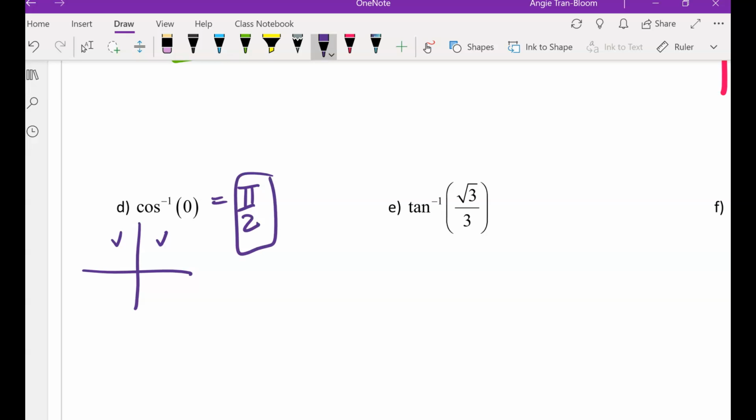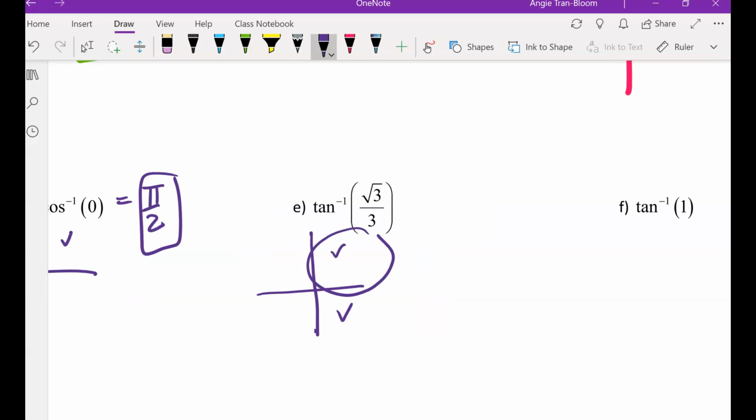Tangent inverse restricted where? What quadrants? 1 and 4. It's a positive root 3 over 3. So what quadrant is the answer going to come from? 1. What radian in quadrant 1 will give me root 3 over 3? Probably pi over 6. You guys agree? Okay. How come I can't have an answer in quadrant 4? That would be a negative. You are correct.